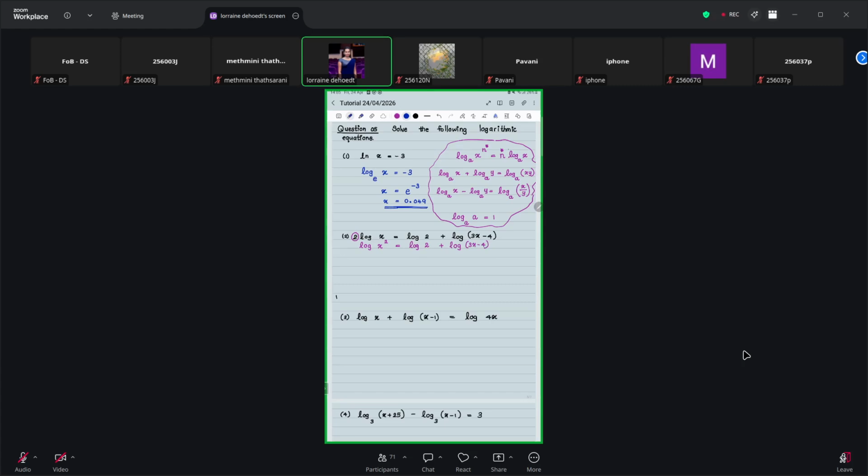Then the next step. What is the next step? I cannot do anything to the left hand side. But the right hand side, there are 2 terms. And also they are combined with addition.